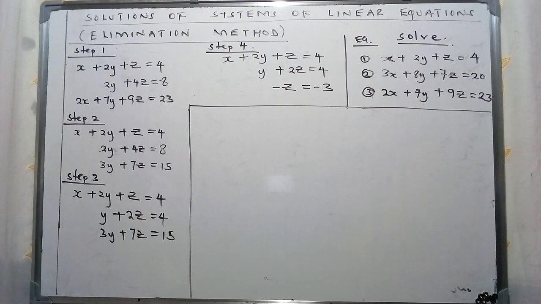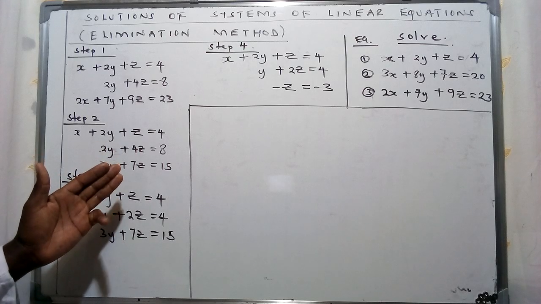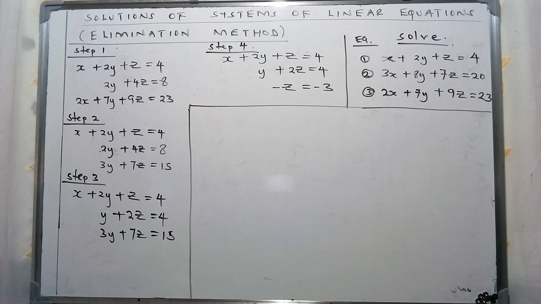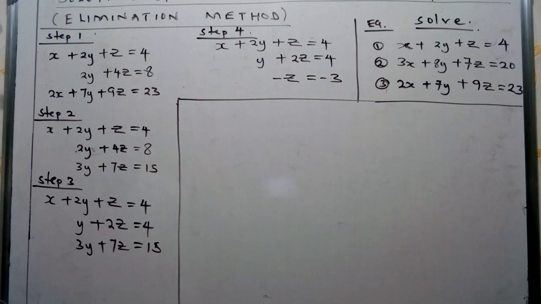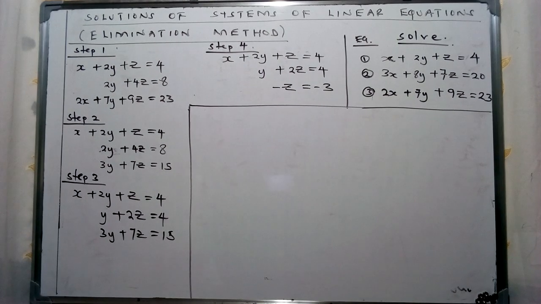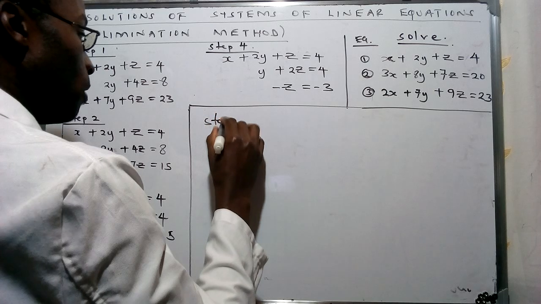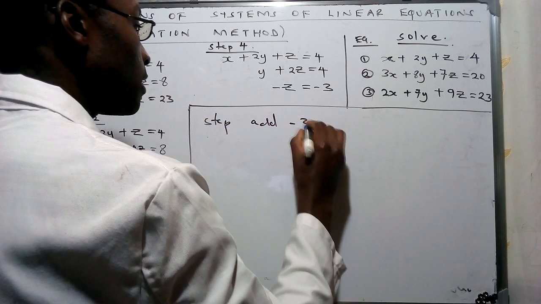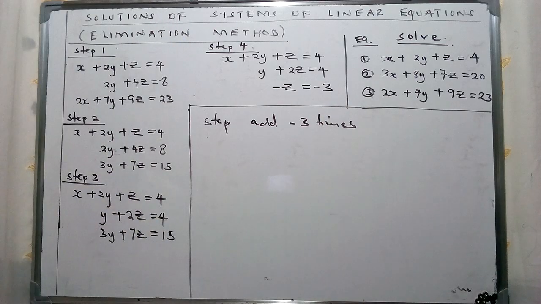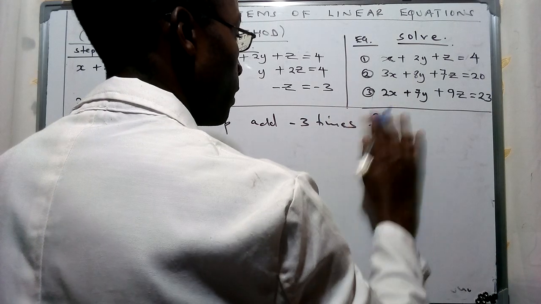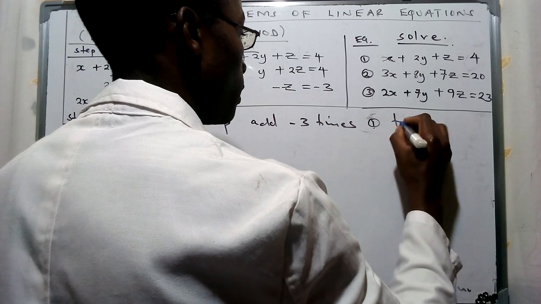Now we are going to perform these steps, which are going to help us eliminate one variable at a time, and we are going to use the various elementary row operations which I just mentioned. The first step is going to entail the use of addition. We're going to perform an addition of negative 3 times the first equation to the second one, which is going to be our first step. So step 1 is add negative 3 times the first equation to the second.